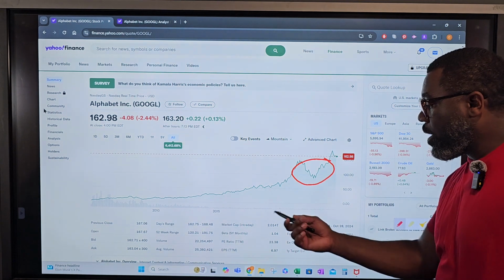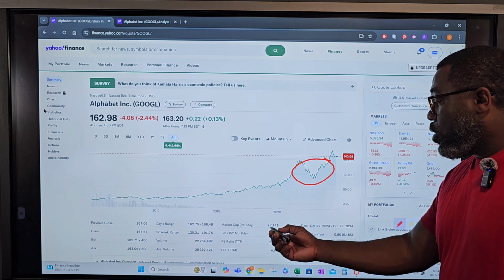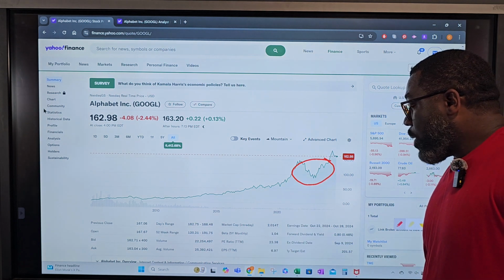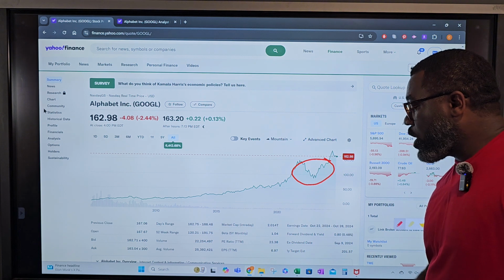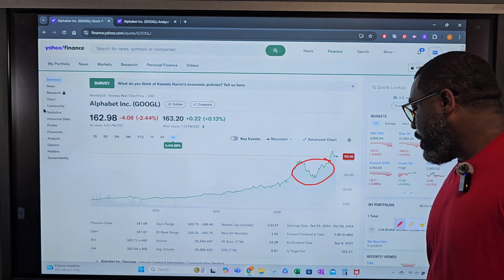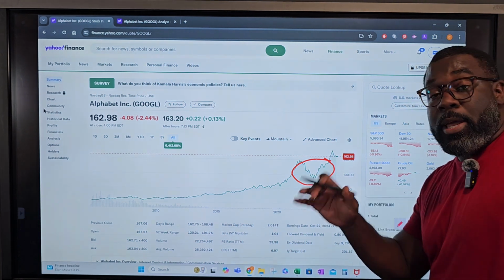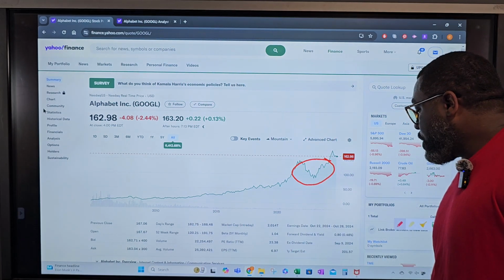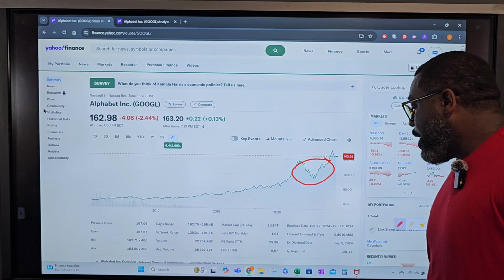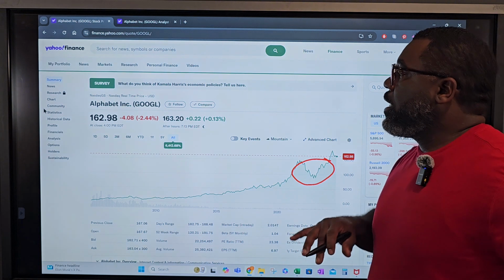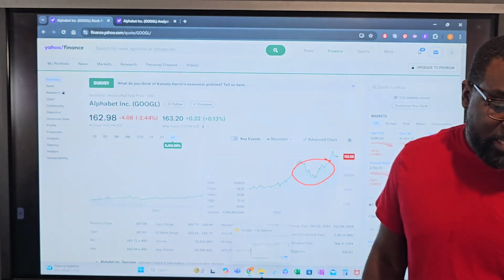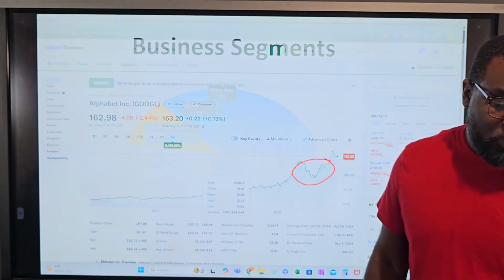Looking at the rest of the metrics for Google: a $2.014 trillion market cap, a PE ratio right now of 23, and earnings per share of 6.97. Google did start paying a dividend this year, and we'll look at that as well. Right now they're paying 80 cents per share, a 0.48% yield. So those are the initial metrics for Google. Let's take a look at their business segments to see where they make their money.